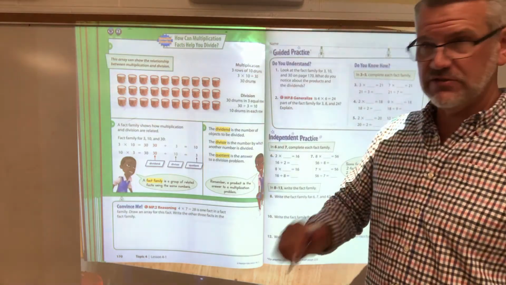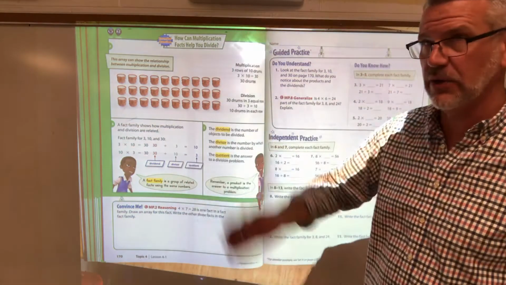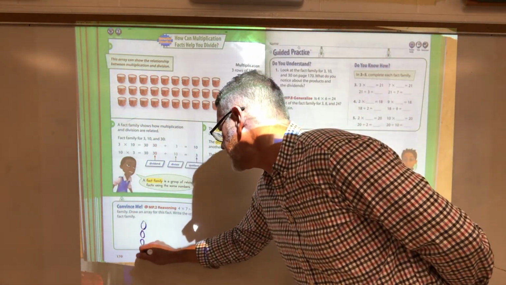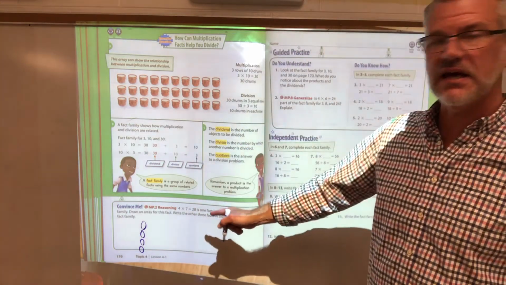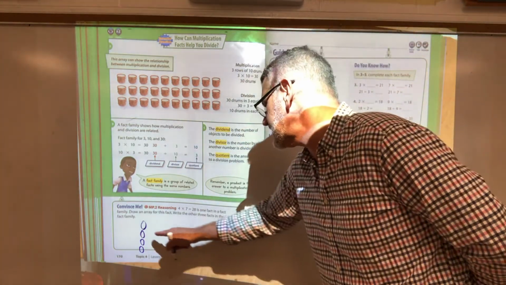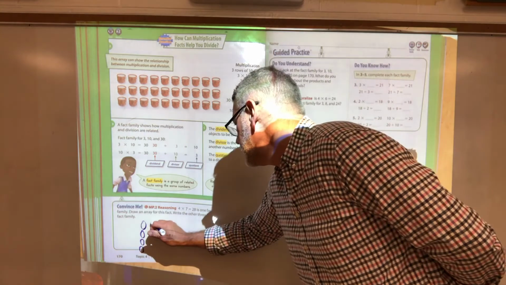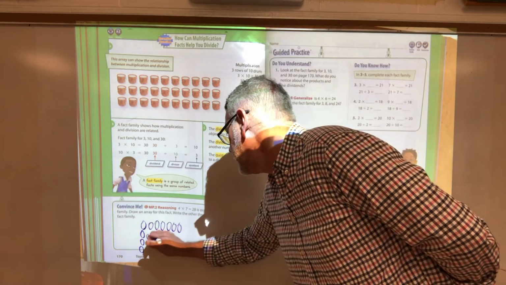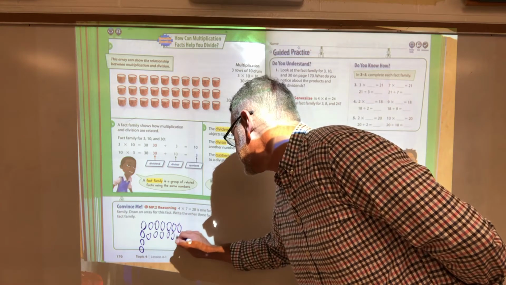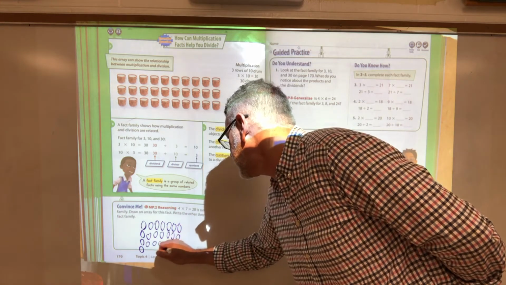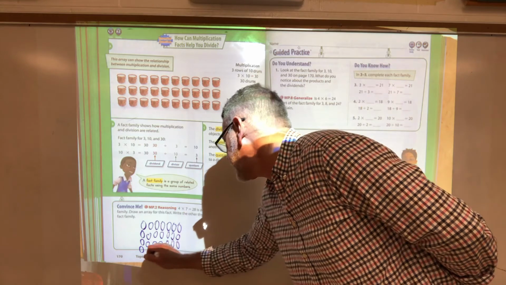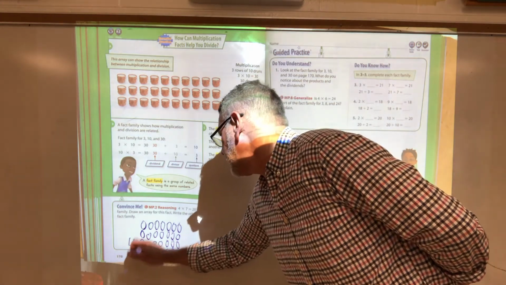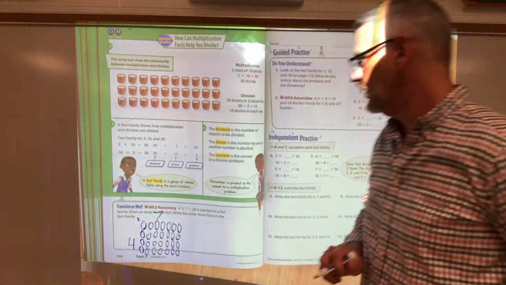So the first digit tells us how many going up and down. How many on this side, which is how many rows we're going to have. And then the 7 tells us how many going across, or how many are in each row. So 1, 2, 3, 4, 5, 6, 7. Fill those in nice and neat, as straight as you can. Doesn't have to be perfect at all. And I'm going to label it 4 groups of 7.